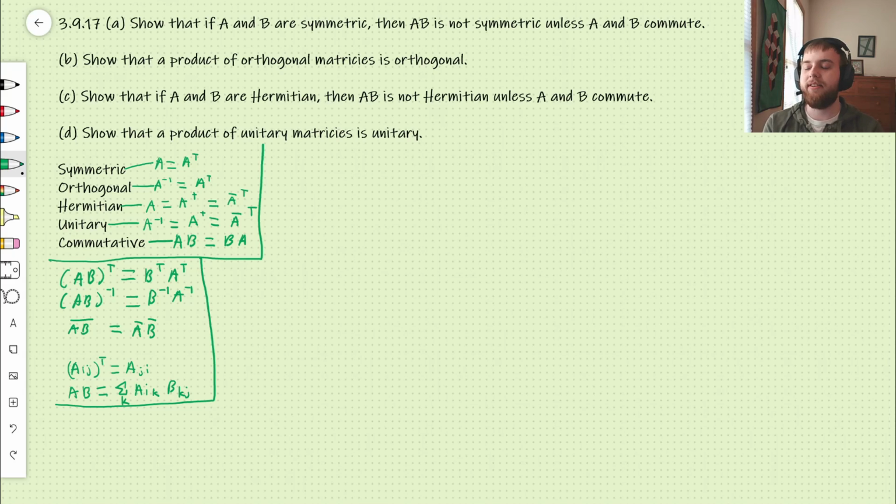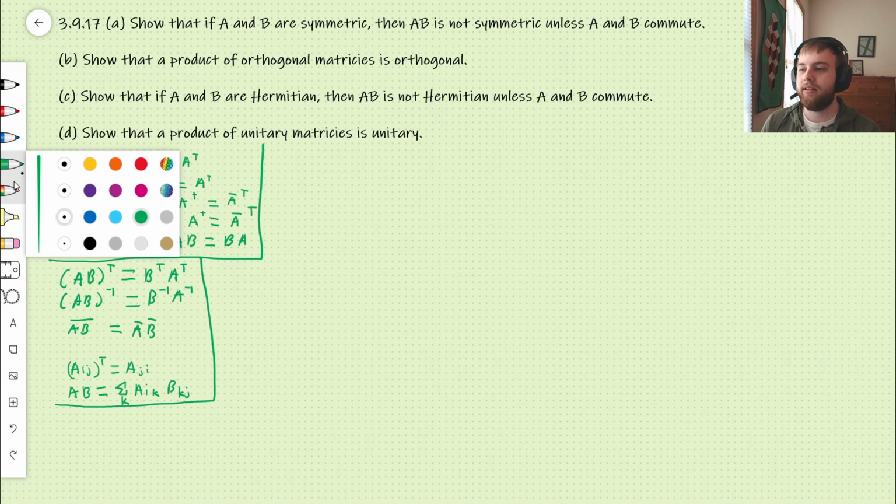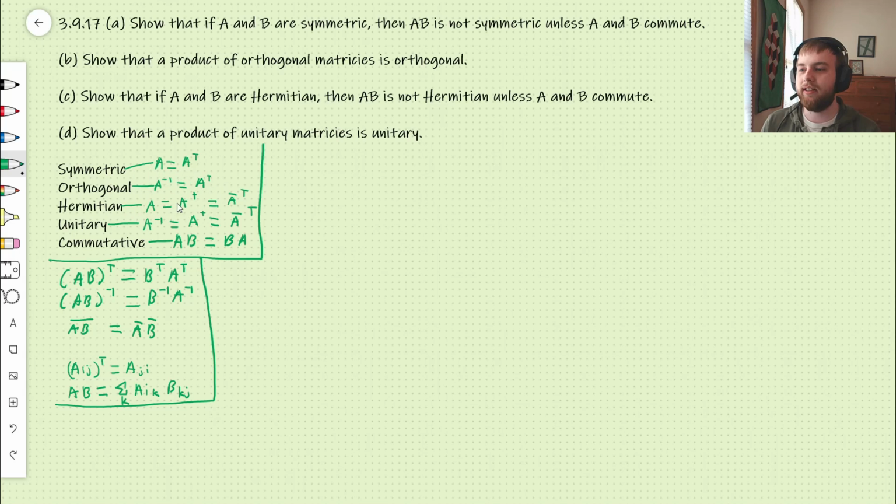We have a lot of definitions here. This first box up here is all different characteristics of certain matrices, whereas this box down here is full of properties that hold for every matrix, or every two matrices, as the case may be.